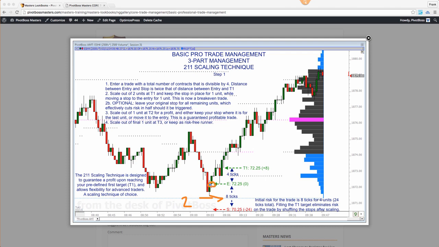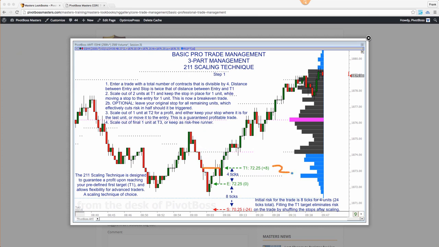So if you enter right here and price goes up, you want to get your first target, wherever it may be. There it is. That's a plus 8 ticks by scaling 2 contracts. So when price goes in your favor, from here to here, and goes up 4 ticks, in this case, you're taking half off the table, right? Because it's a 211 scaling technique. So you take 2 of the 4 units off. 2 of 4 is half. So you're taking half off the trade right here.